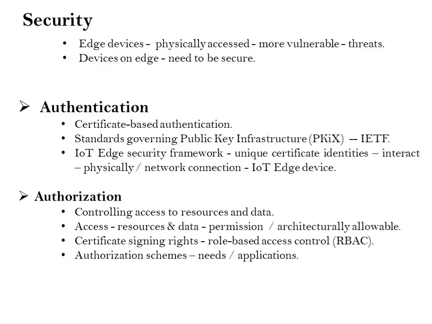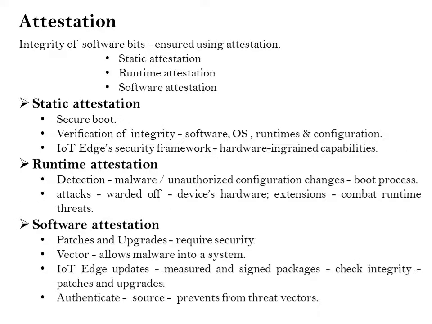Next, coming to authorization, here controlling access to resources and data is a fundamental part of security. Devices and modules are only allowed to access resources and data within their permission scope and only if it is architecturally allowable. Other authorization schemes include certificate signing rights and role-based access control. Moreover, authorization schemes can only be used depending upon your needs and the application in which we work. The integrity of software bits is ensured using attestation.